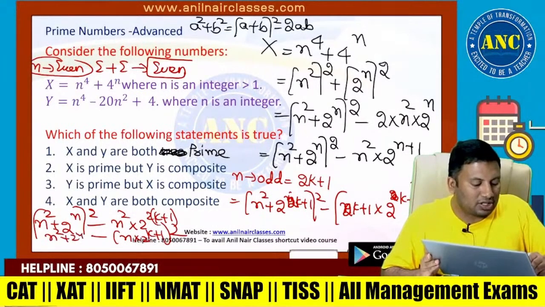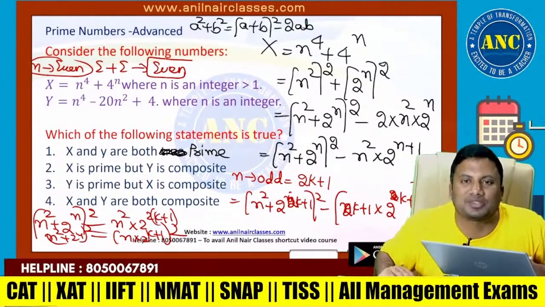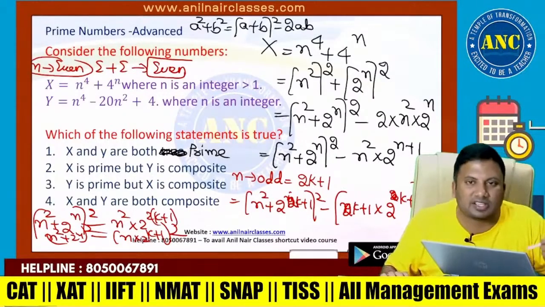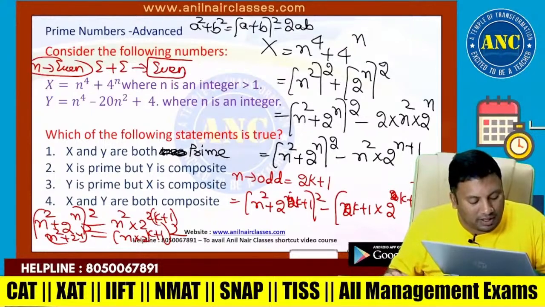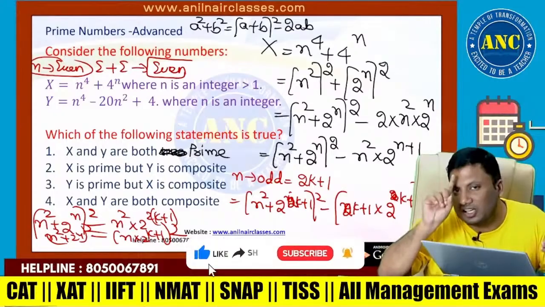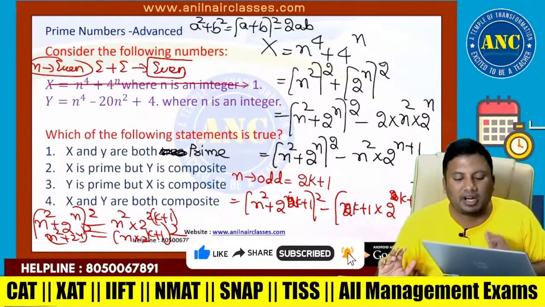(n square plus 2 power n) whole square minus that. A square minus b square is (a plus b) into (a minus b). One factor is n square plus 2 power n plus n into 2 power (k plus 1). Another is n square plus 2 power n minus n into 2 power (k plus 1). One factor should result in 1. You are not getting 1. So this is a composite number.